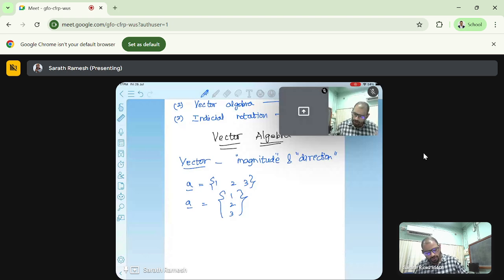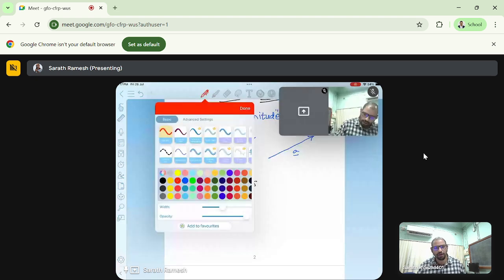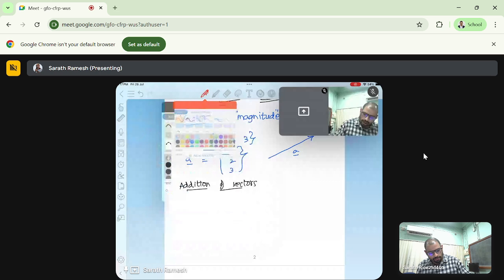Now a few of the operations on vectors. First, addition of vectors. How to add two vectors? Suppose we have a vector A pointing in this direction and vector B pointing in another direction like this. If I want to add these two vectors, what should I do? We can use the triangle law of addition or the parallelogram law of addition. It simply means you just place the vector.